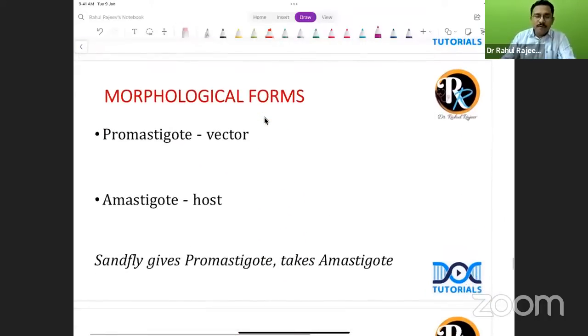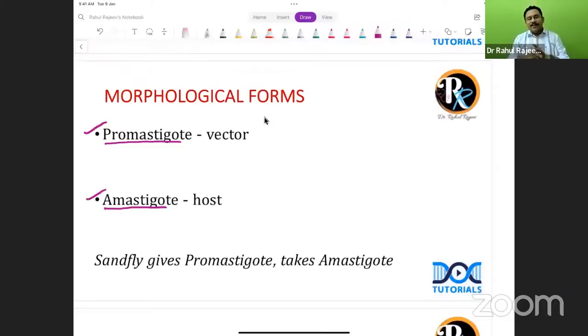Next, what are the morphological forms of this organism? Which organism? Leishmania. Remember, it has got two forms. One is a promastigote, which has a flagella that protrudes outside the cell, and the amastigote, where there is no flagella protruding outside the cell. So the form of the organism that occurs inside the vector, who is the vector? Sand fly is the promastigote. And in the host, who is the host? Human is the host. So humans will have the amastigote.